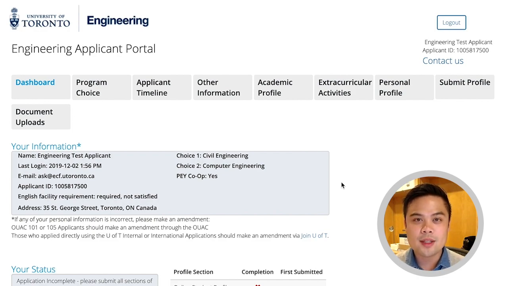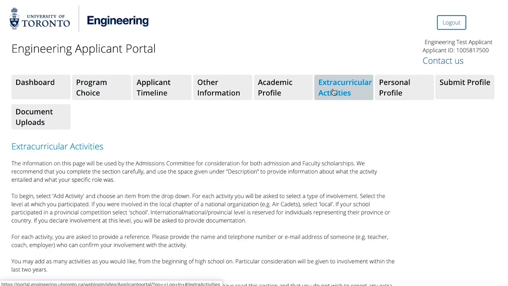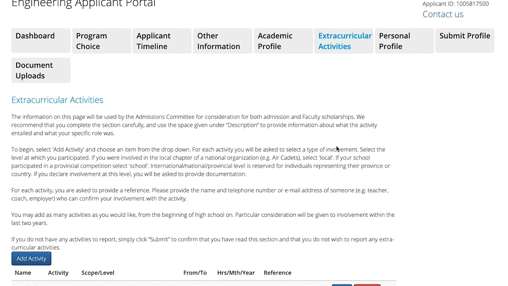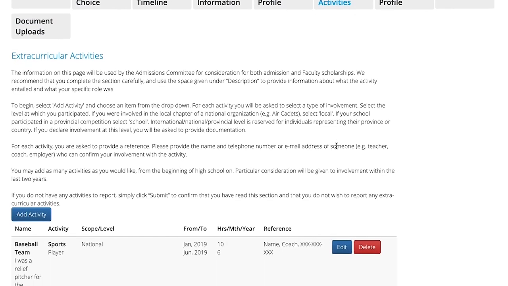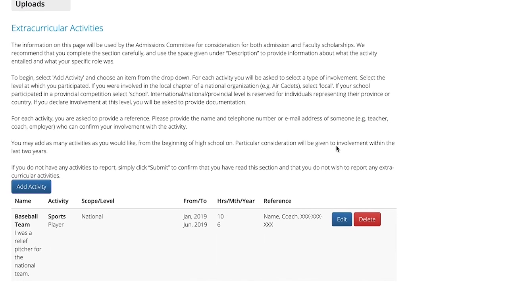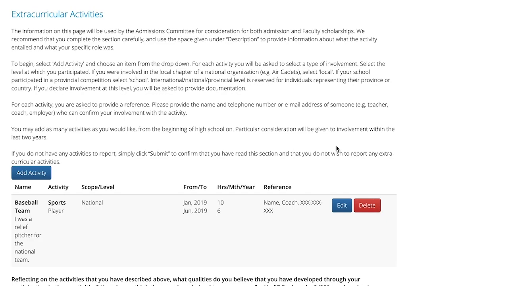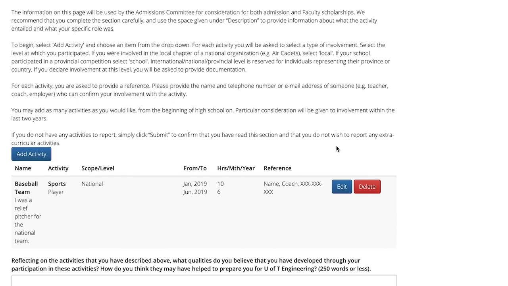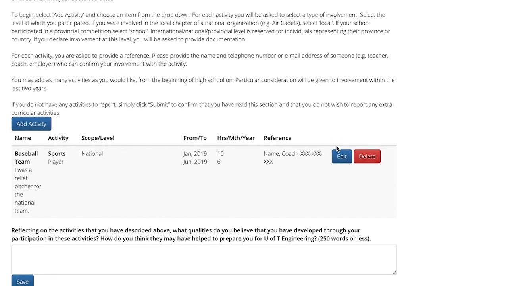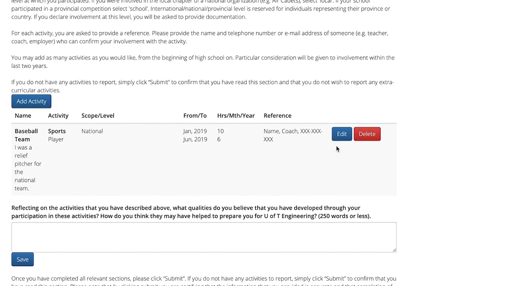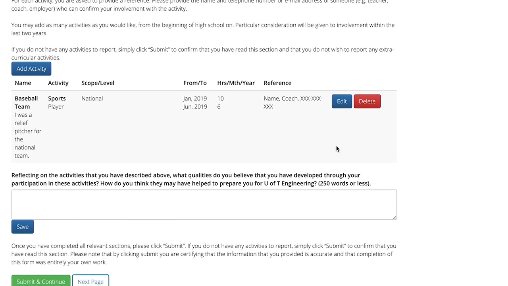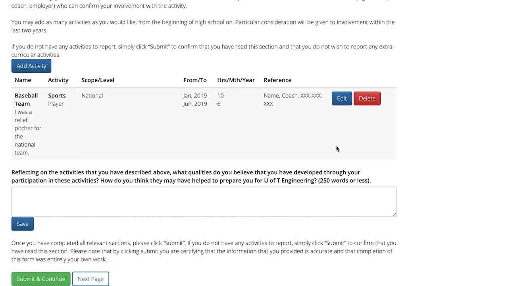Today, we're going to talk about the Extracurricular Activities section of the Engineering Applicant Portal. In this section, this is your opportunity to provide us detailed information about your activities outside of the classroom. This information, along with your personal profile, which we'll discuss in a later video, is a very important part of our application as it's reviewed alongside your academic performance and is a key element of our broad-based admissions process. This information is also used to consider successful applicants for scholarship.